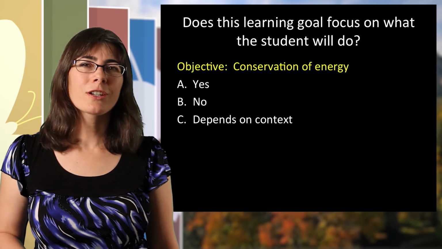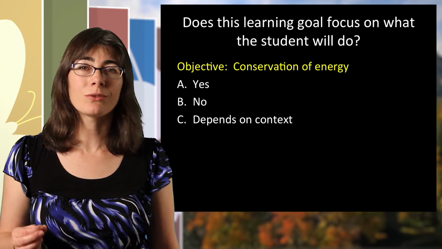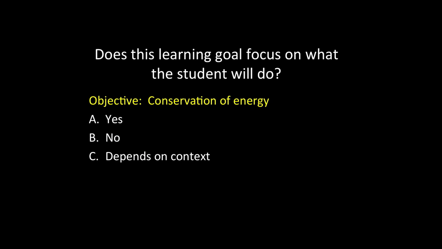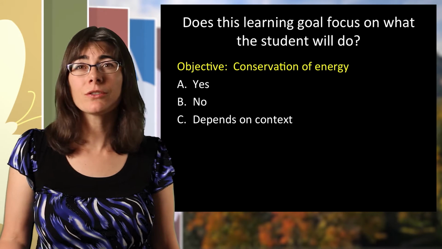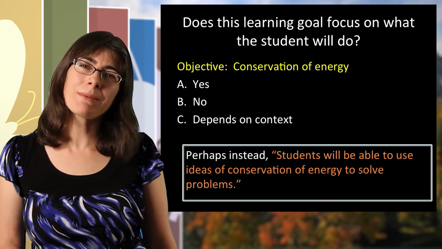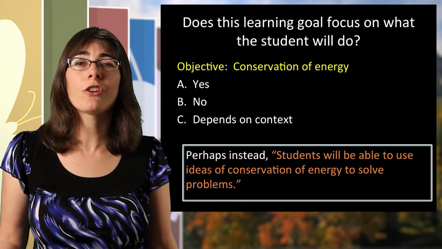We have a checklist that we've developed for figuring out whether or not our learning objectives are really hitting some key marks. So I'm going to go through that checklist with you now. First off, let's look at a particular learning goal. Does this learning goal focus on what the student is going to be able to do? Not really. It's not really clear what students need to be able to do with the conservation of energy. So maybe instead, students will be able to use ideas of conservation of energy to solve problems.